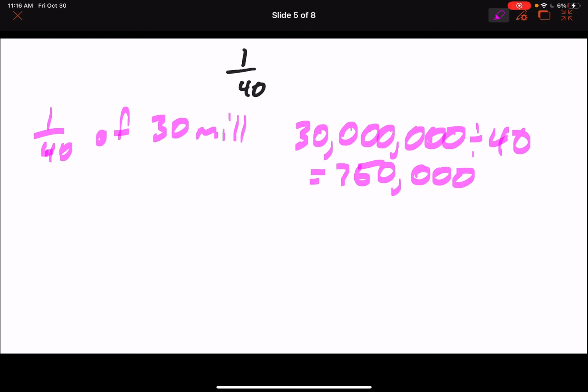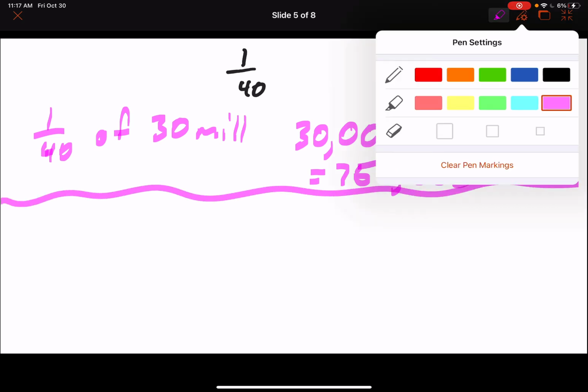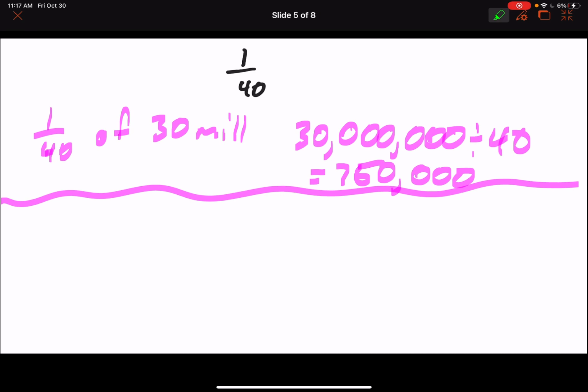Okay, now I'm going to ask you a different question. I have 1/40th of the people in the world have poor access to clean water. Would that be a lot of people or a little bit of people? Now, what if I told you that 1,000 people in the world had poor access to clean water? Would that be a lot of people or a little bit of people?